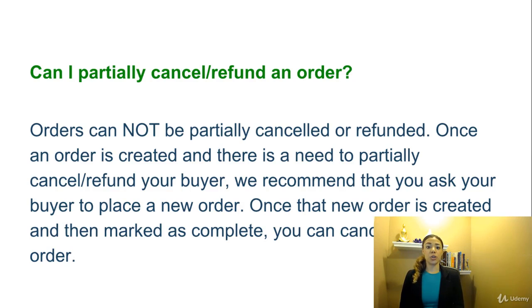Let's say that you originally had an order for $50 and they were unsatisfied, or maybe you couldn't provide the extra portion of the work that they needed, or whatever the reason may be. Then you wanted to say, hey, you know what? It's fine. Just pay the $20 and we'll forget the rest. If you want to do that, then have them go ahead and create a new order for whatever the amount may be, and then you're going to go ahead and cancel the old order. So that's your way around partial refunds.